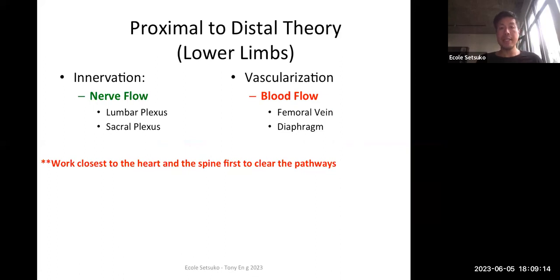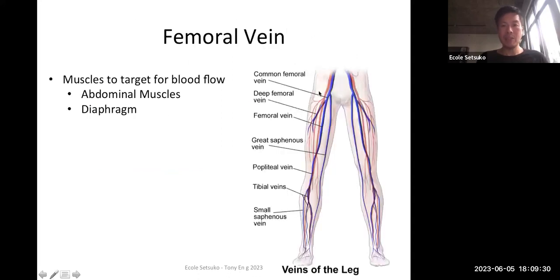Okay, so let's look at the lower limb: the nerve flow, innervation, lumbar plexus, sacral plexus, vascularization, femoral vein, diaphragm. So we continue into our treatment plan. Femoral vein, just an image of how all the lower limb is going through. All the deoxygenated blood is going through the vein, through the femoral vein right here in between the groin area under the inguinal ligament. So imagine the inguinal ligament is there. It's going to go back up into the common femoral vein, back into that diaphragm area, back towards the heart. And then all the red here is oxygenated blood, these are arteries feeding back into the leg.